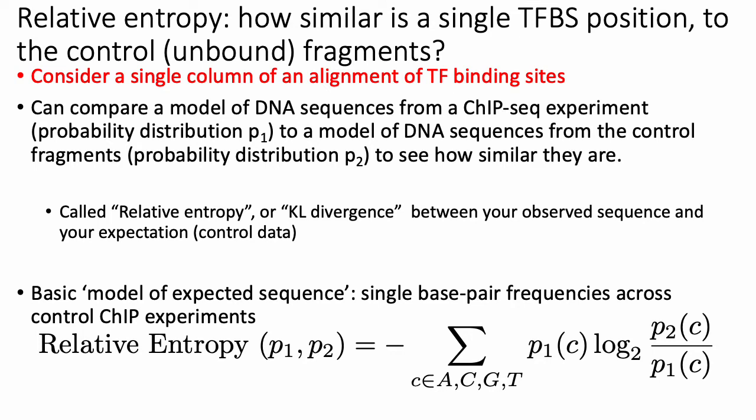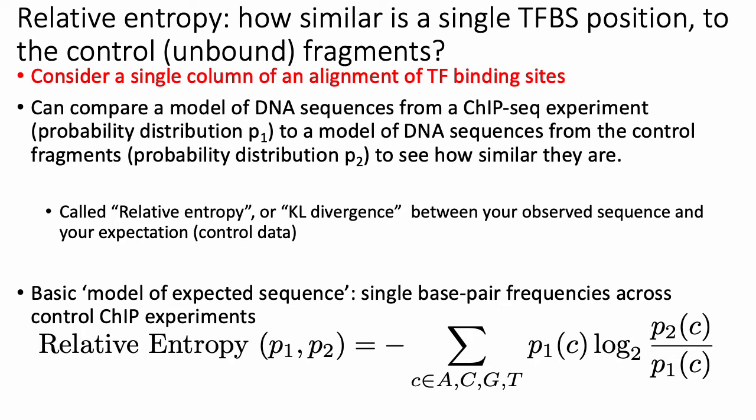So now that you have a sense of what entropy is and how to calculate it, we'll now jump to the topic of relative entropy, which is a way of calculating, for a given position in a transcription factor binding site, how similar the distribution of bases that I see in that single position of, for example, the sequence alignment is to the control or unbound fragments.